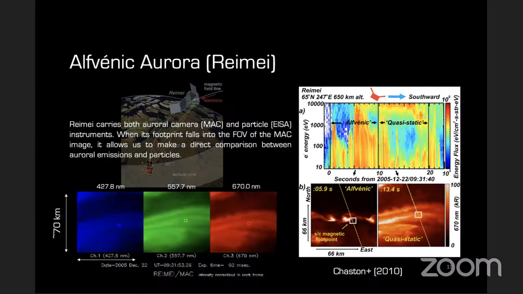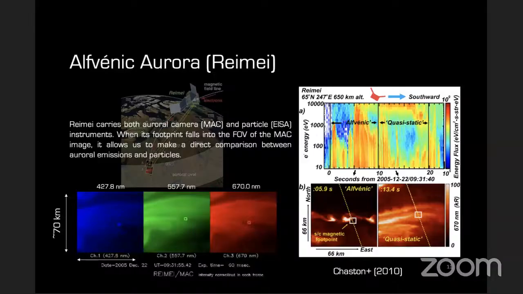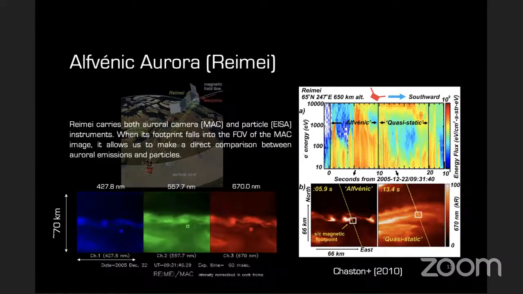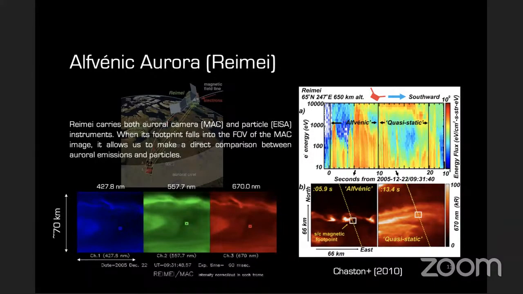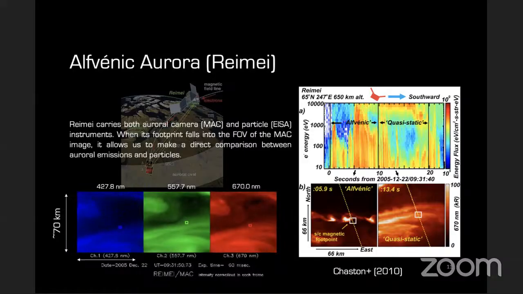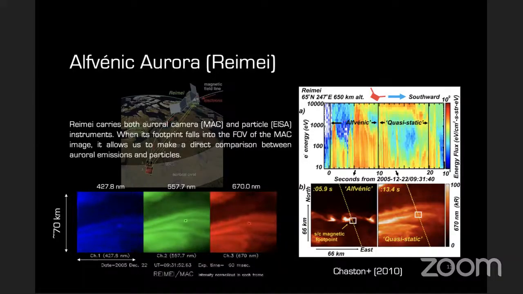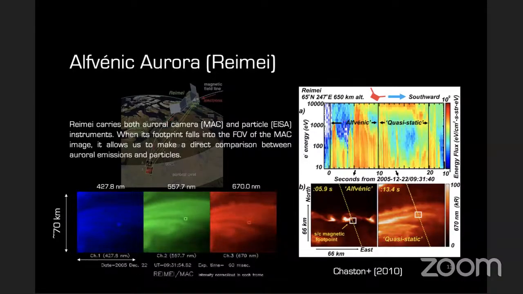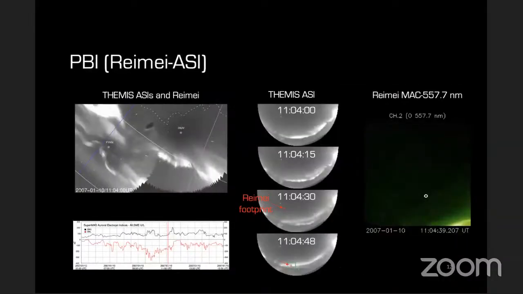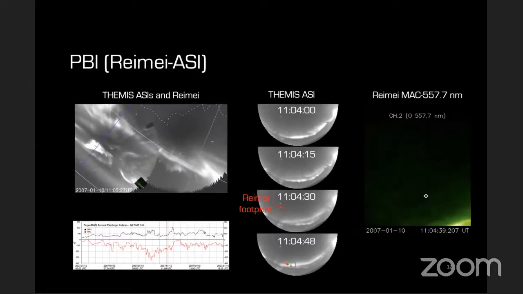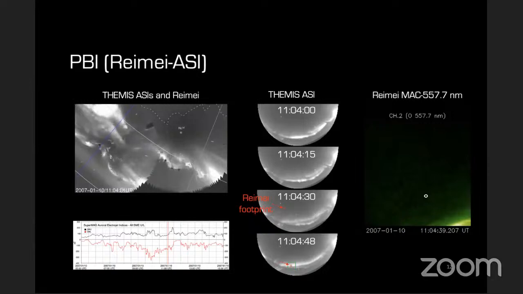So we need a space-based wider field of view camera to detect spatial and temporal development of such meso-scale auroral form. So this is the last example. This is a very unique example of PBI identified by a combination of Rayleigh imager and ground-based ASI observation.